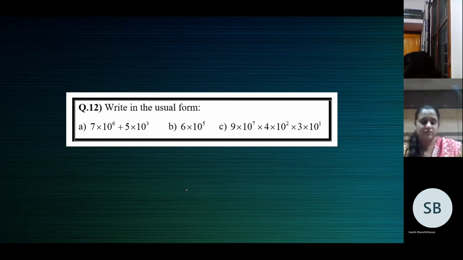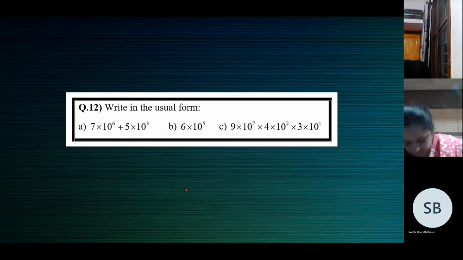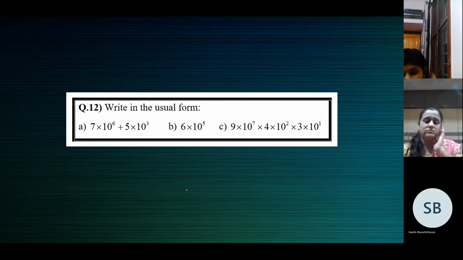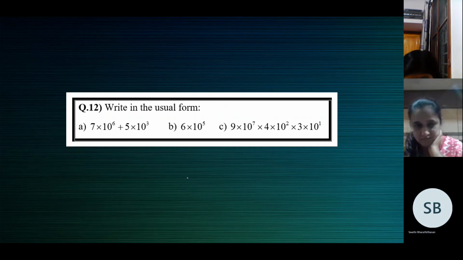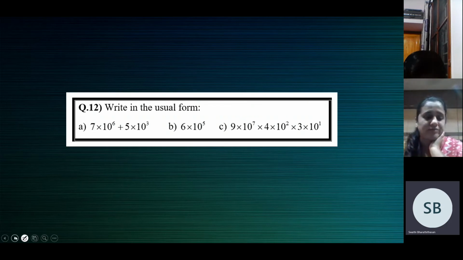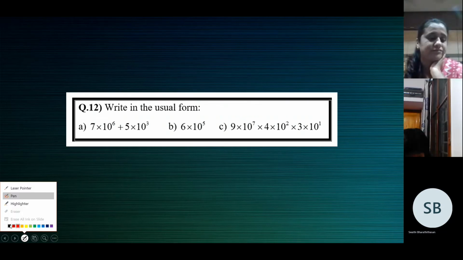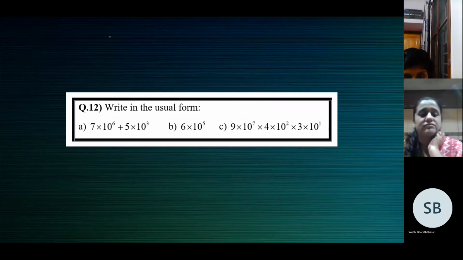Done, ma'am. What's your answer? Ma'am, 70 lakh plus 5,000. Ma'am, in total I got 7005000. Okay, your steps, Bhavishya. Ma'am, first I have done 7 into 10 power 6. I have written 7 and 6 zeros after 7.